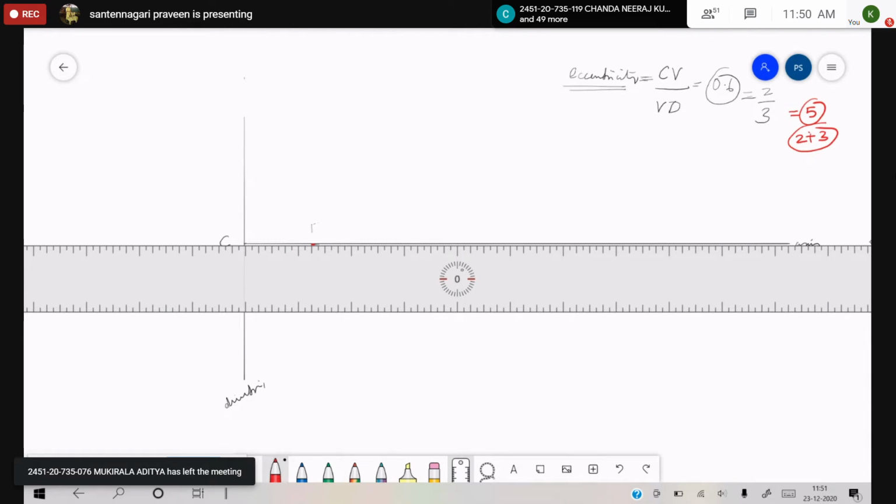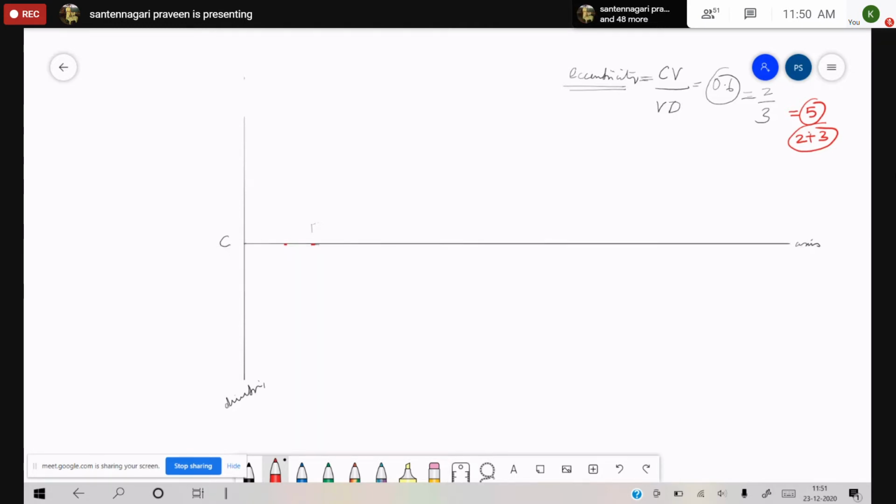Now from here we will take a distance of 2 units and mark it here. This is focus and this is vertex. So the distance between vertex and focus is 2 units. The distance from the directrix to the vertex is 3 units, so that your eccentricity is 2 by 3. Note it down.